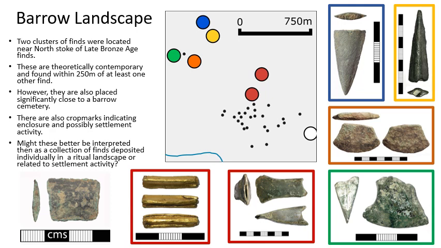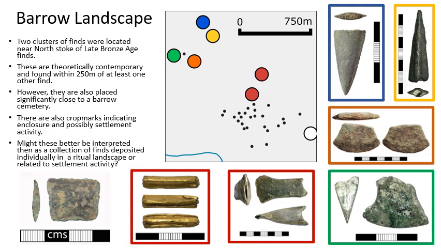So here we have another barrow landscape. These are represented by the small black dots on the map. And what you can see is, like in the previous example, we have a socketed axe head ringed in red and another sort of gold bar ingot placed in and around the barrow landscape. Now, that feels much more like what we saw in the previous slide. We wouldn't call that a hoard.